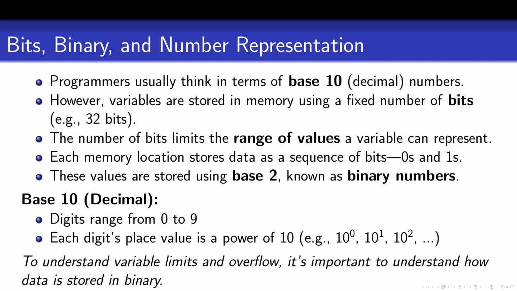Since every variable is stored in memory using a fixed number of bits, like 32 or 64, the range of values you can store is limited. This is why understanding binary matters, especially when you start working with low-level operations, bit manipulation, or need to optimize memory usage. Even though you'll mostly think in decimal, it's good to know how your code translates under the hood.